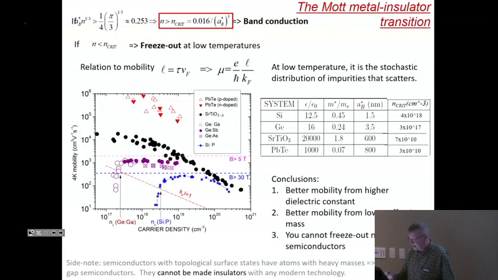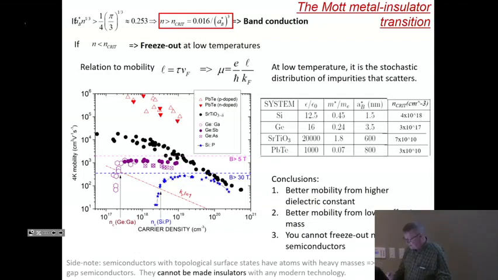Now, some are very, very interesting. Strontium titanate never meets this, and the reason is the dielectric constant is very high and the Bohr radius is very high. Lead telluride never meets that because it has both the small mass and the high dielectric constant. So to freeze that lead telluride out, you'd have to have 10^10 carriers, which you can't get, and that's 10^12 is pretty much the same problem in bismuth selenide. But in contrast, silicon and germanium are fairly easy to freeze out.